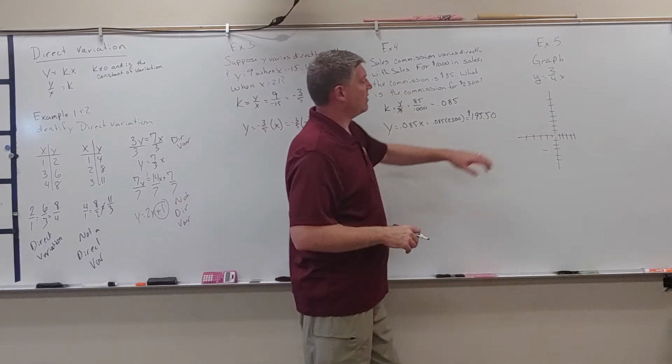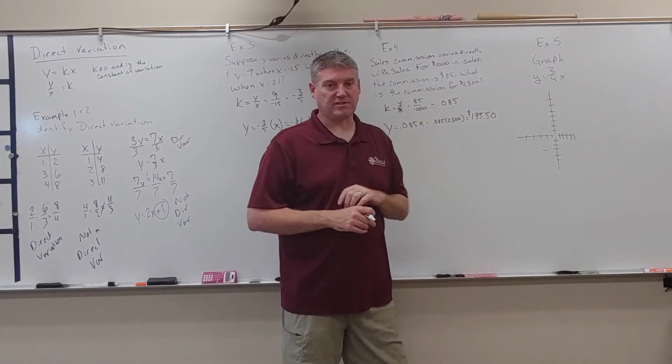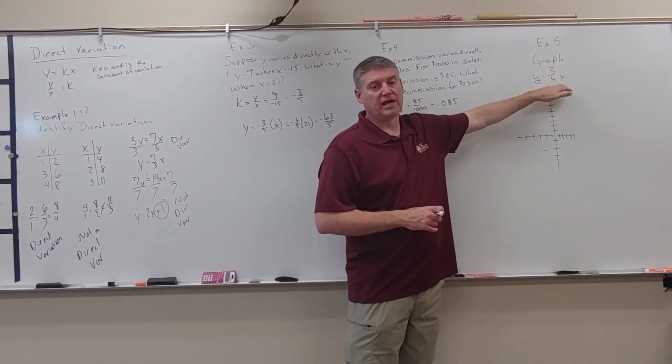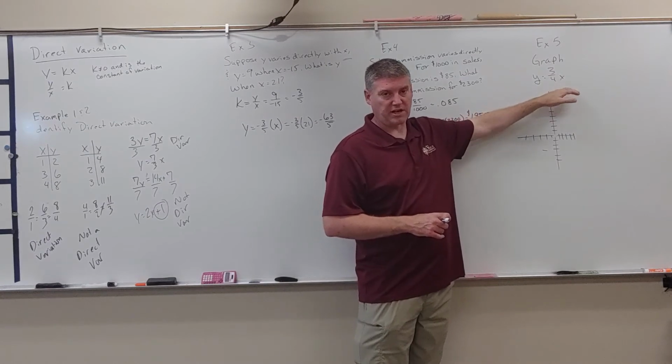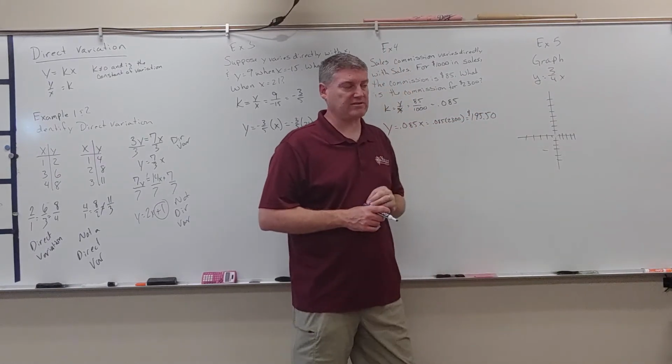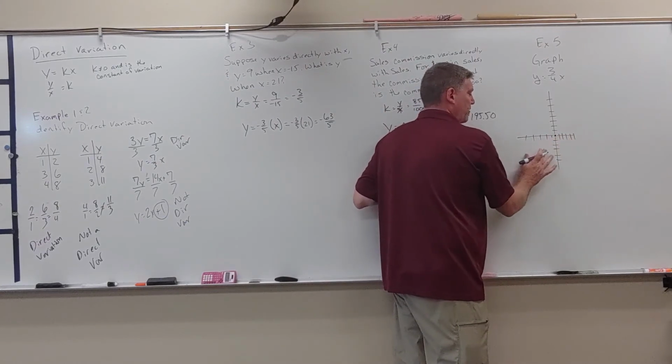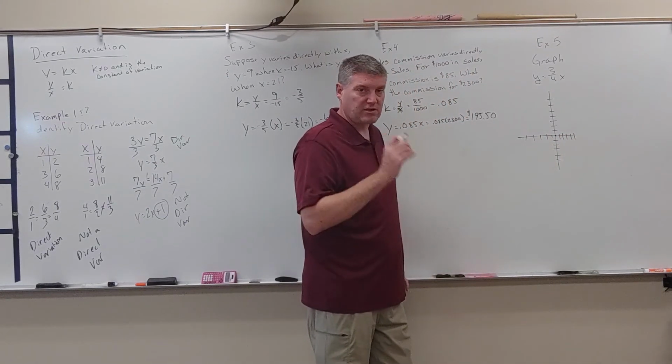The last thing we're going to talk about is graphing a direct variation. The nice thing about graphing a direct variation is this is just a line. It's a line that passes through the origin. Every direct variation will pass through the origin. So the nice thing is I already have a point on my graph. There's my point right at the origin.